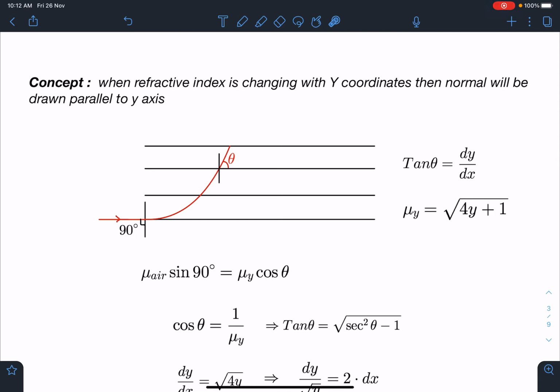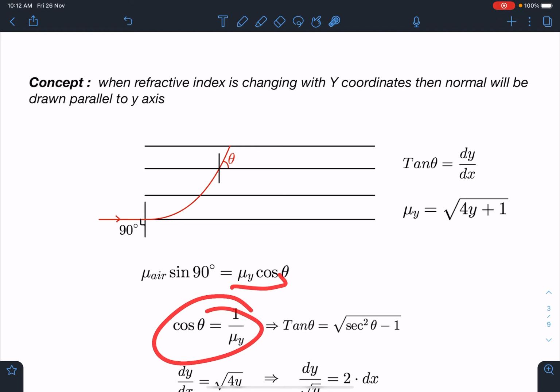Alright, so concept-wise we can say when the refractive index is changing with the y coordinate, then the normals will be drawn parallel to the y axis, because this is how these thin slabs will be there. So this is the normal here, and if this angle is theta, I can write tan theta as dy by dx, and mu of y is given as root of 4y plus 1. So it's a case of grazing emergence type of situation here. You can take mu air, this is air, mu air sine 90 is equal to mu y cos theta.